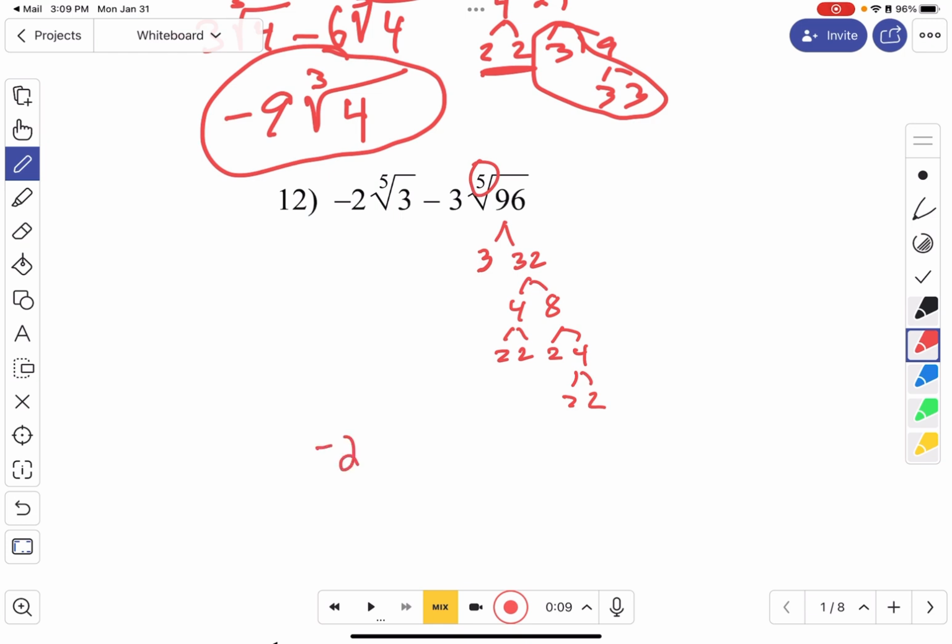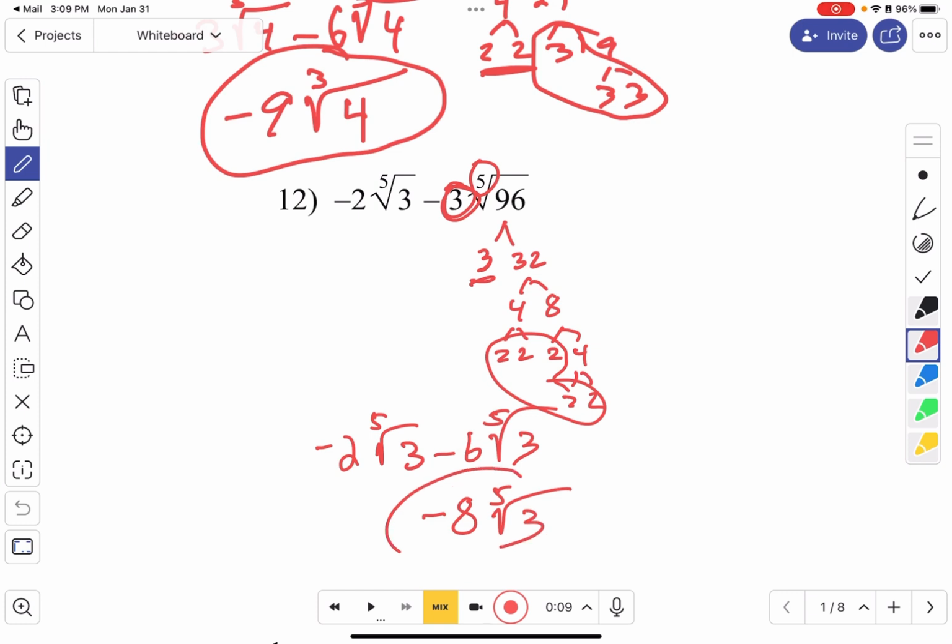So the first one we're going to leave minus 1, 2, 3, 4, 5. And we've got that 3 up there. So that's minus 6. We've got a 3 left times the fifth root of 3, sorry. Negative 2 minus 6 is negative 8 times the fifth root of 3. And there's question number 12. That ends part 1.